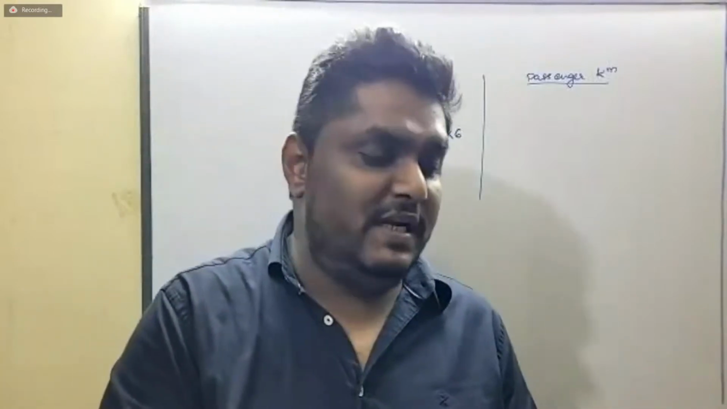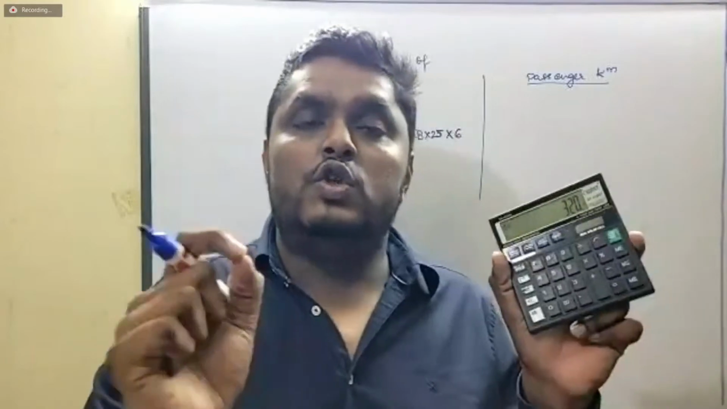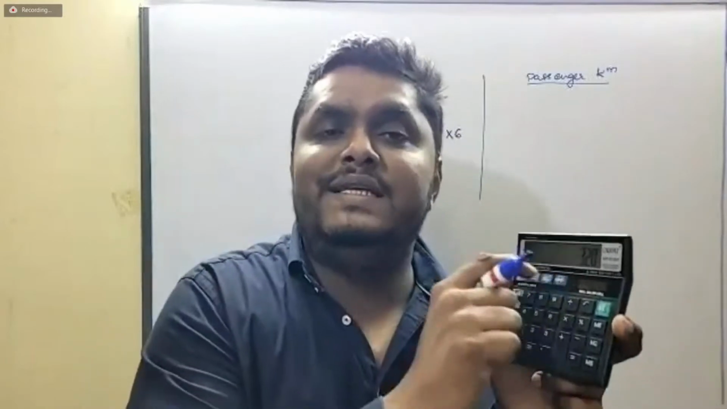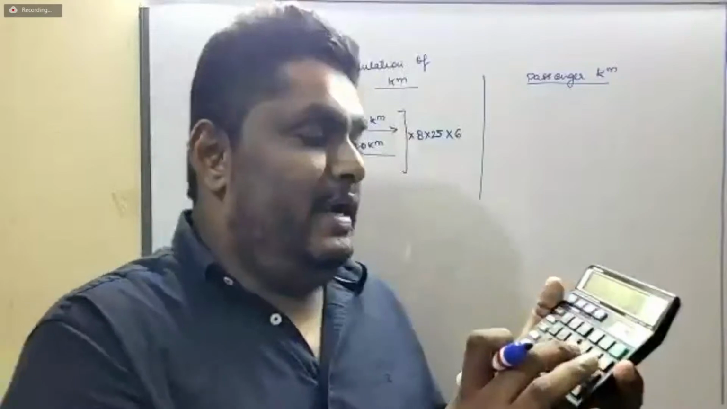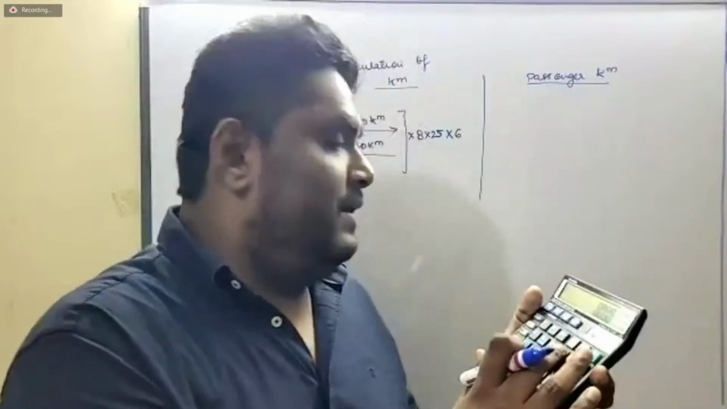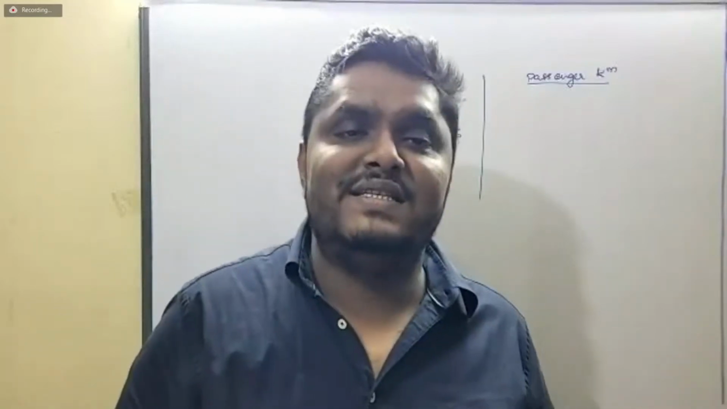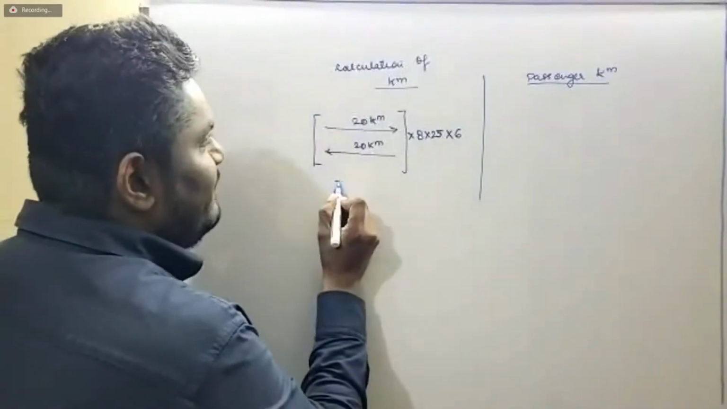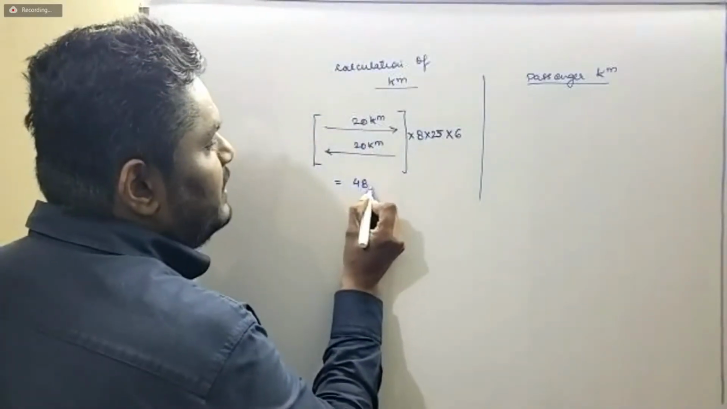Into how many trips in a day? 8 trips in a day. So on an average per day kilometer is how much? 320. Into 25 days in a month, into total number of buses are 6. So the total distance traveled is how much? 48,000 kilometers.